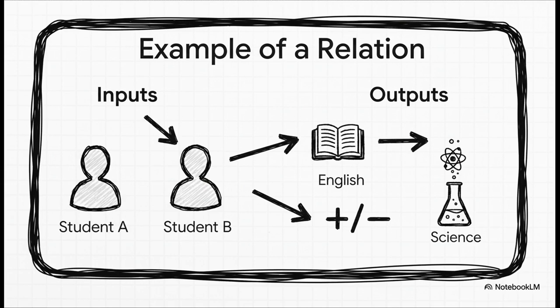And here's a perfect example to make that clear. Let's say we're connecting students to their favorite subjects. Okay, so student B is linked to science. Simple enough. But check out student A. They're connected to both math and English. In the world of relations, that is totally okay. It's completely allowed. One input, student A, can have multiple outputs. That's a huge deal, so keep that in mind.